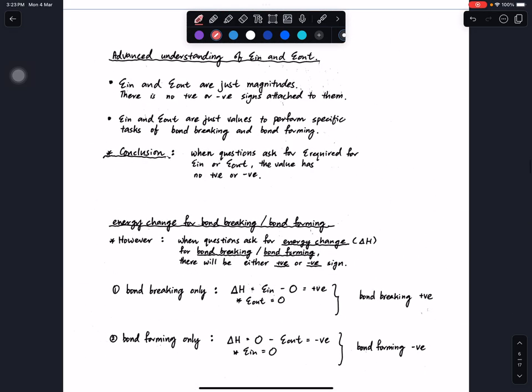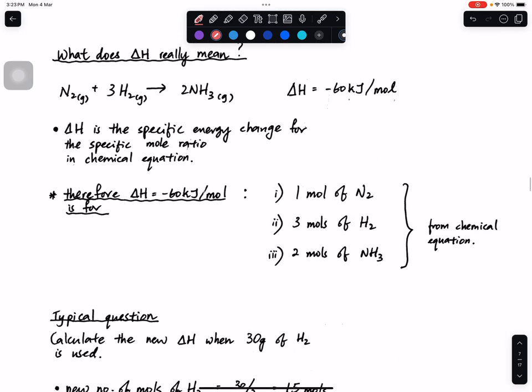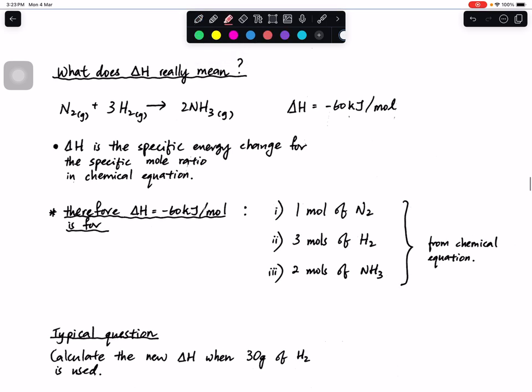Once they are done, bring them to this page. Now let's talk a little bit more about your energy change. What does energy change really mean? For example, you have this reaction, and let's say the energy change is minus 60. That means that if you have 1 mole of nitrogen and 3 moles of hydrogen to produce 2 moles of ammonia, it will release 60 kilojoules worth of energy.